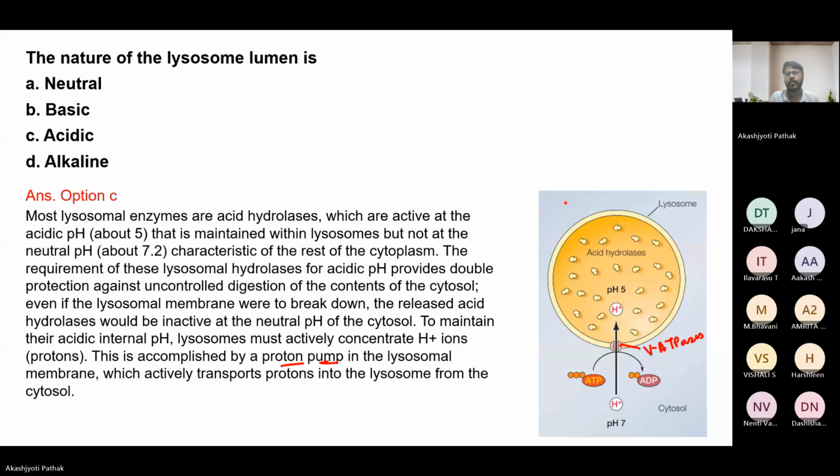So why does the cytosol have neutral pH? You can think of it as a defense mechanism, so that even if the lysosome membrane is degraded and the contents of the lysosome come out into the cytosol, what will happen? It cannot degrade the cell, because these acid hydrolases will only remain active at pH 5, while the pH of the cytosol is roughly neutral. That is why these acid hydrolases will remain inactive in the cytosol. Okay.